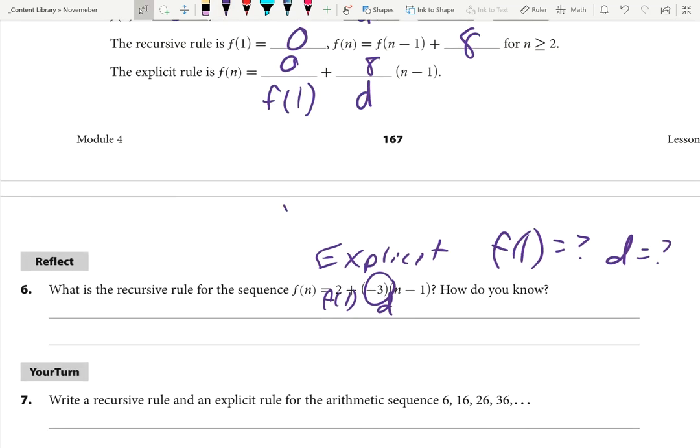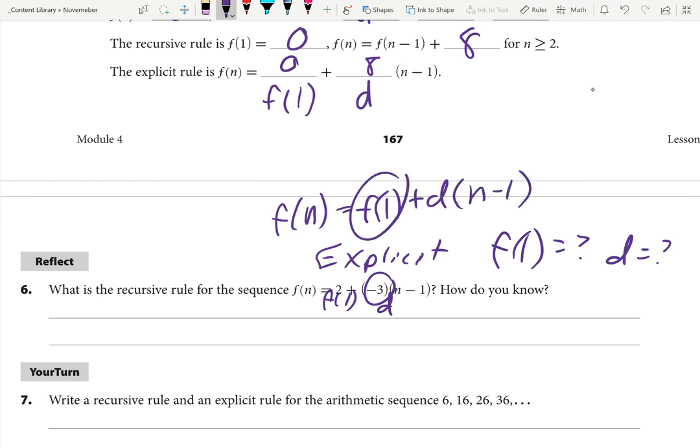Because remember, that's how the explicit rule is laid out. Explicit rule, f of n equals f of 1 plus d times n minus 1. So if you look at this, we've got 2 is the f of 1 part, and then negative 3 is the d part. You've got the n minus 1 at the end. So we know that 2 is f of 1, and negative 3 is our common difference.